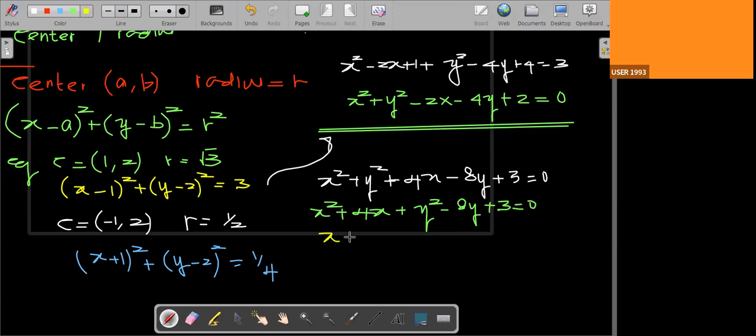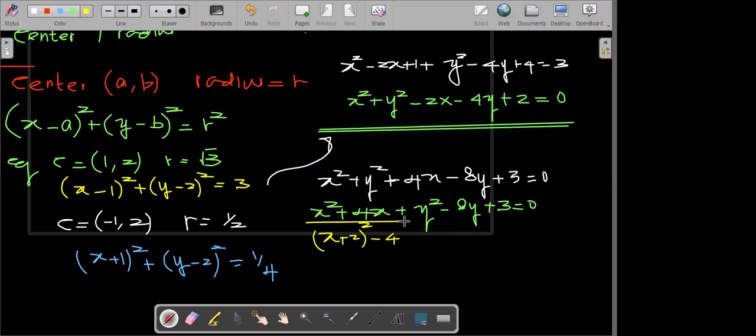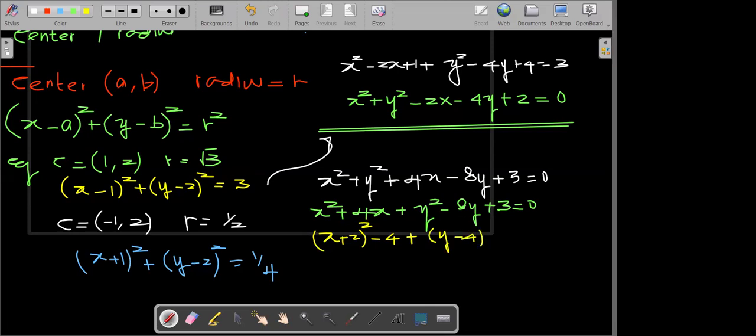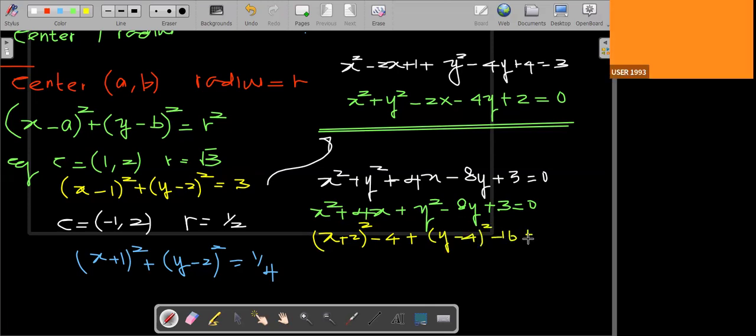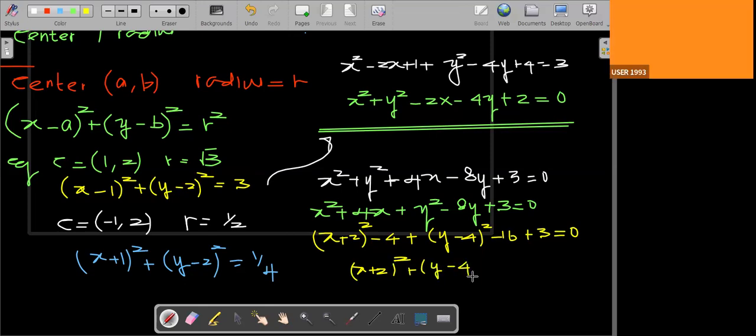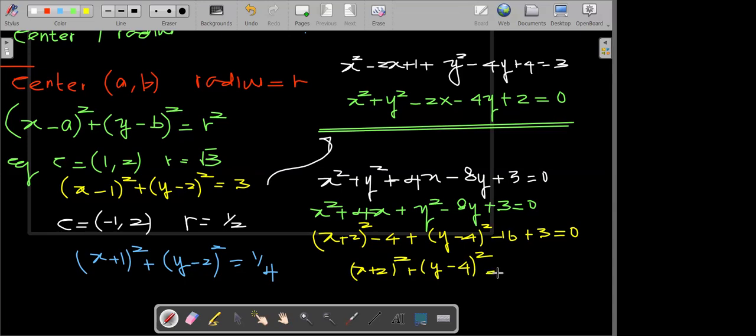The completing square part of this one is x plus 2 whole thing squared minus 4, for these two terms. And what about this one? It's y minus 4 whole thing squared minus 16. And then plus 3 at the end. So then you get here what? x plus 2 whole thing squared plus y minus 4 whole thing squared is equal to, what do you get? 17.